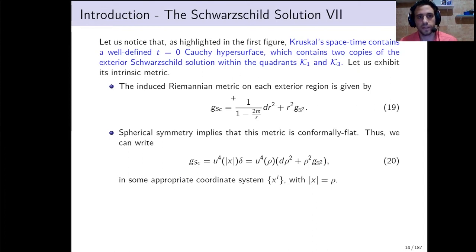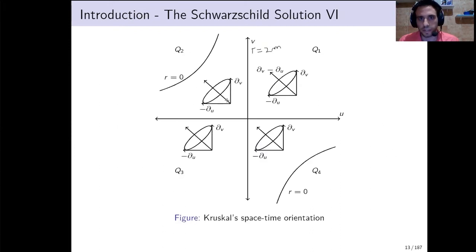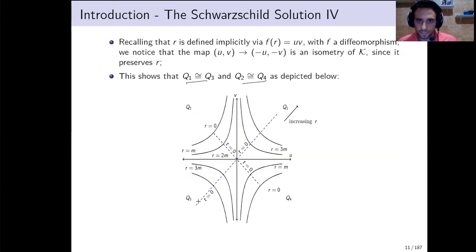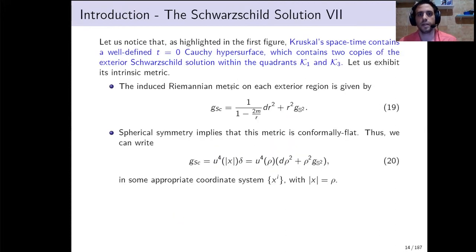And one further thing that is interesting to notice, in particular for us associated to initial data and initial data development, is that within Kruskal spacetime, we have a well-defined t equal to 0 Cauchy hypersurface that was depicted here in blue. Okay, and it contains two copies of the exterior Schwarzschild solution on each side. And therefore, going back here, the idea is to exhibit the intrinsic geometry associated to this t equal to 0 Cauchy hypersurface below. So the induced Riemannian metric on each exterior region is given by this metric here.